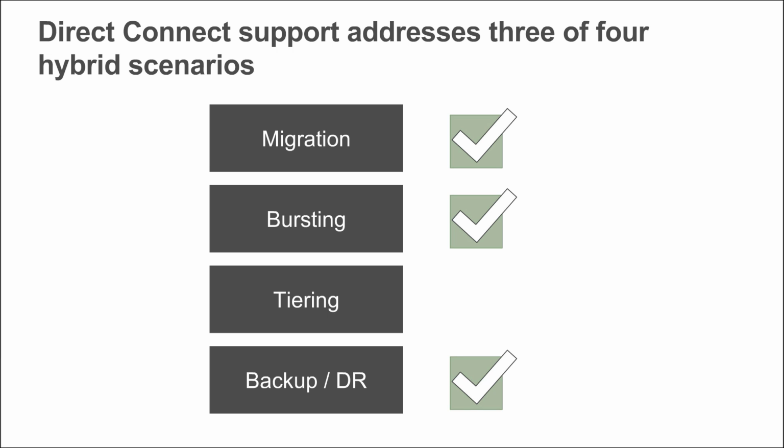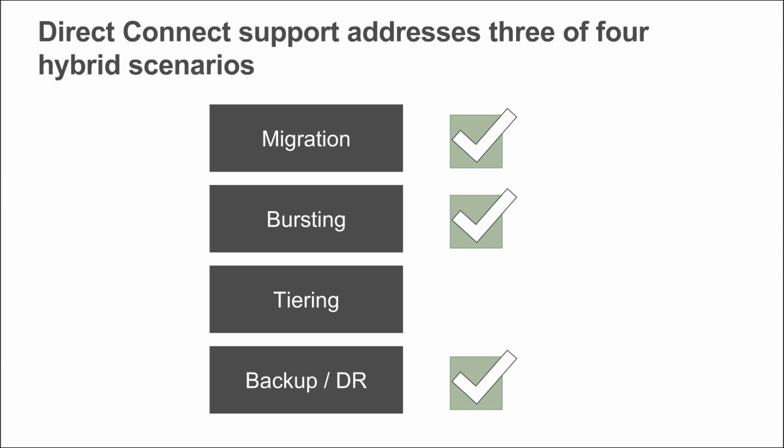And then there's backup and disaster recovery, where your primary data is on-prem, but you have a secondary copy on the cloud for backup and for disaster recovery. So the Direct Connect feature enables 3 of those 4, so the migration of data and bursting of workloads, backup, and DR. It's not something that we recommend for tiering, and again, tiering, you would have your application on-prem, your data partially on the cloud.